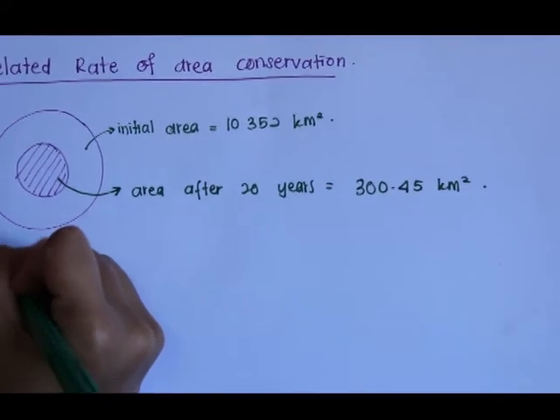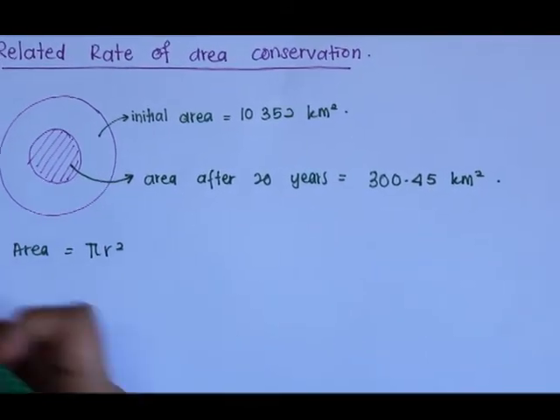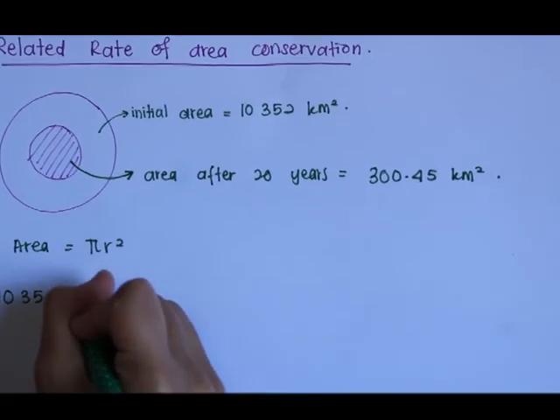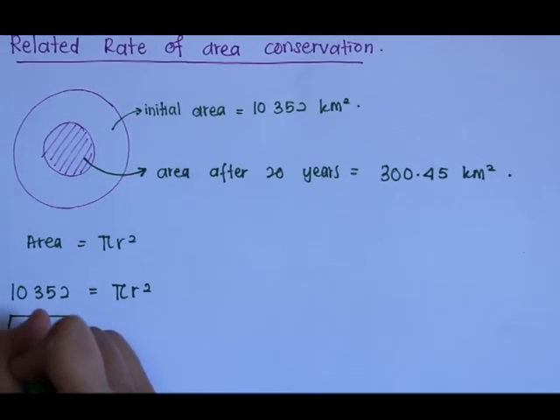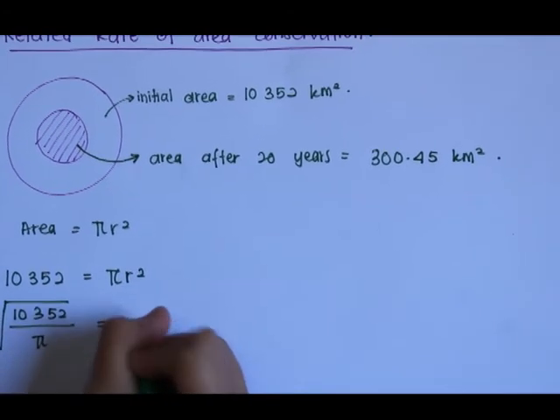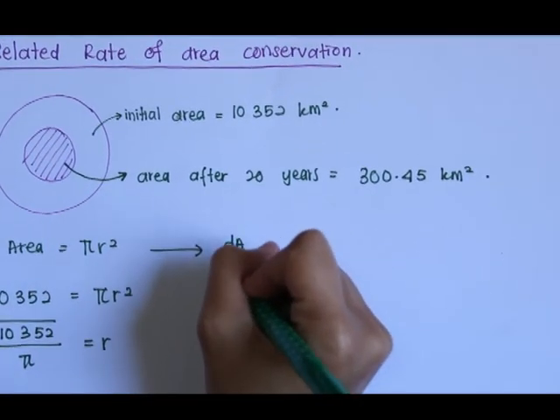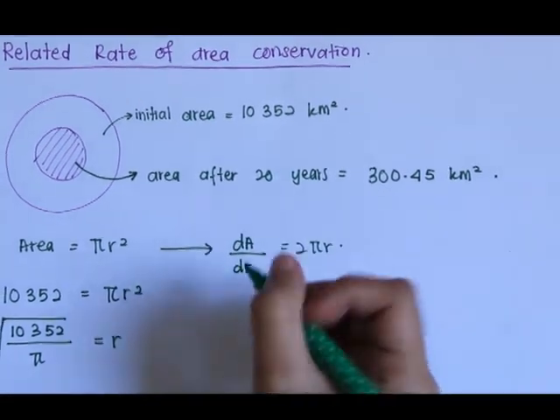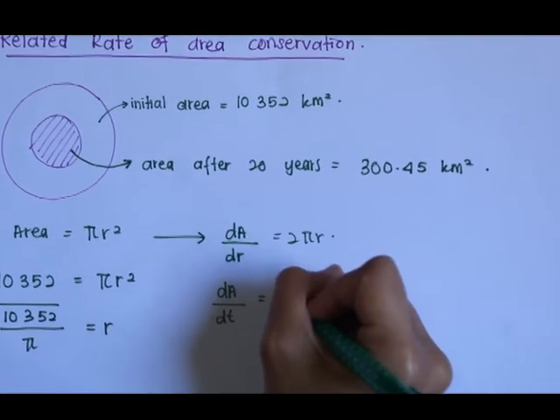Okay, we assume that our conservation area is in a circular shape. So the formula for area of circle is pi r squared. We use the initial area, which is 10,352 equal to pi r squared, to find the value of r. After that, we differentiate the formula of area, which is dA/dr equal to 2 pi r. And dA/dt is given, which is 300.45 km squared.